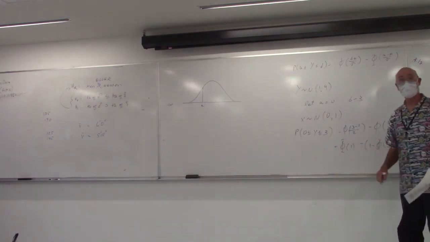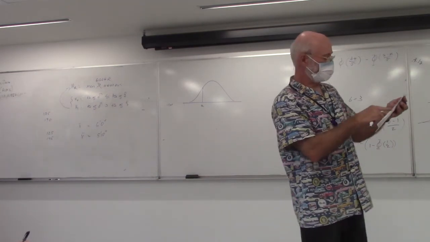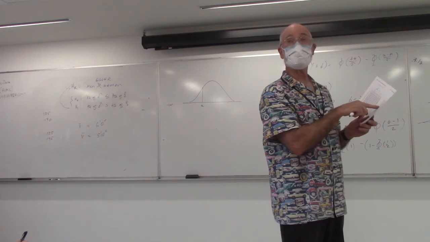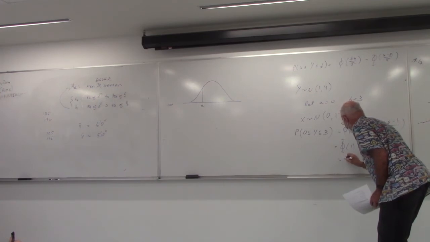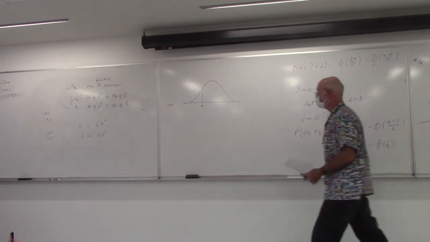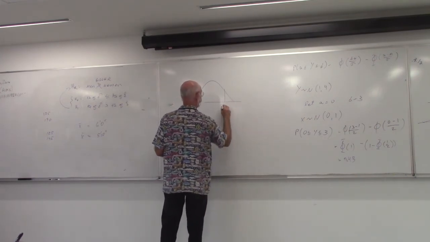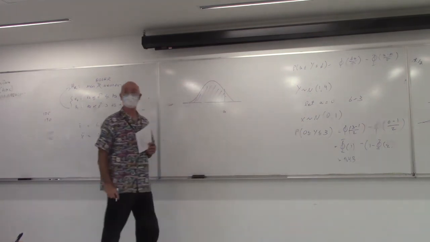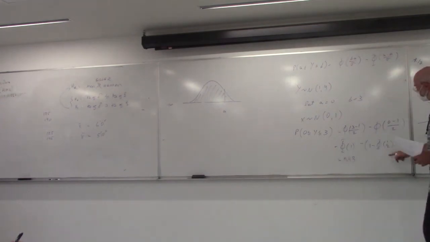So phi at 1. I'm going to look up phi at 1. It's 0.8413. So phi at 1 is equal to 0.8413. So 1, way over here, the area underneath that curve is 0.8413. Now what I'm going to do is subtract from that phi at a half.